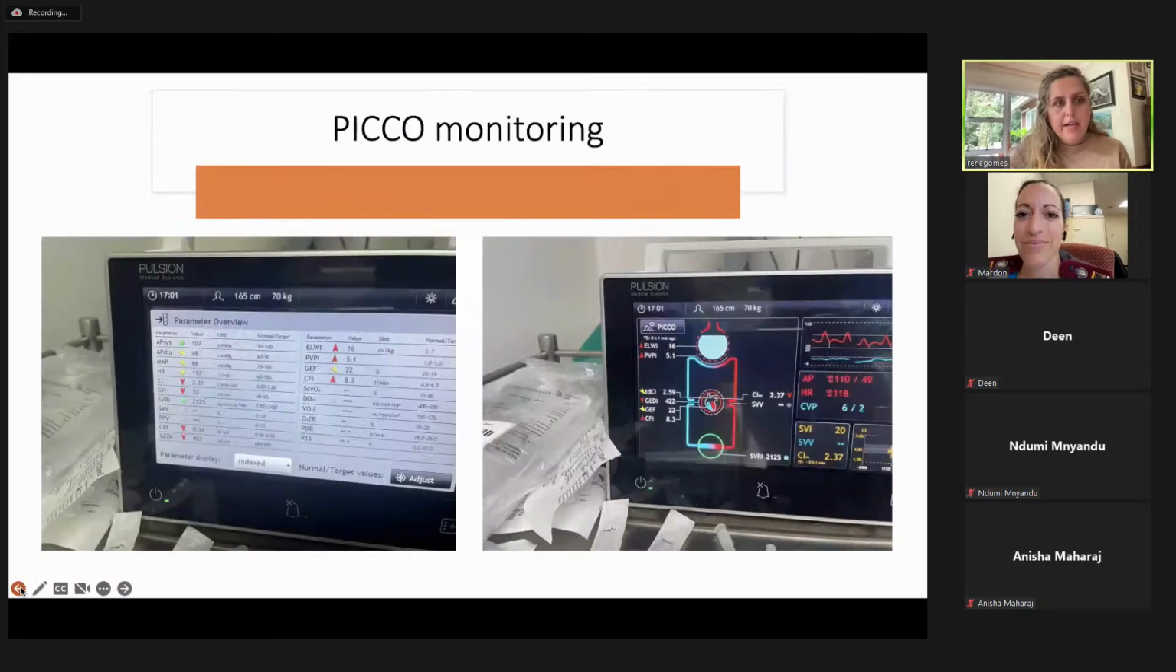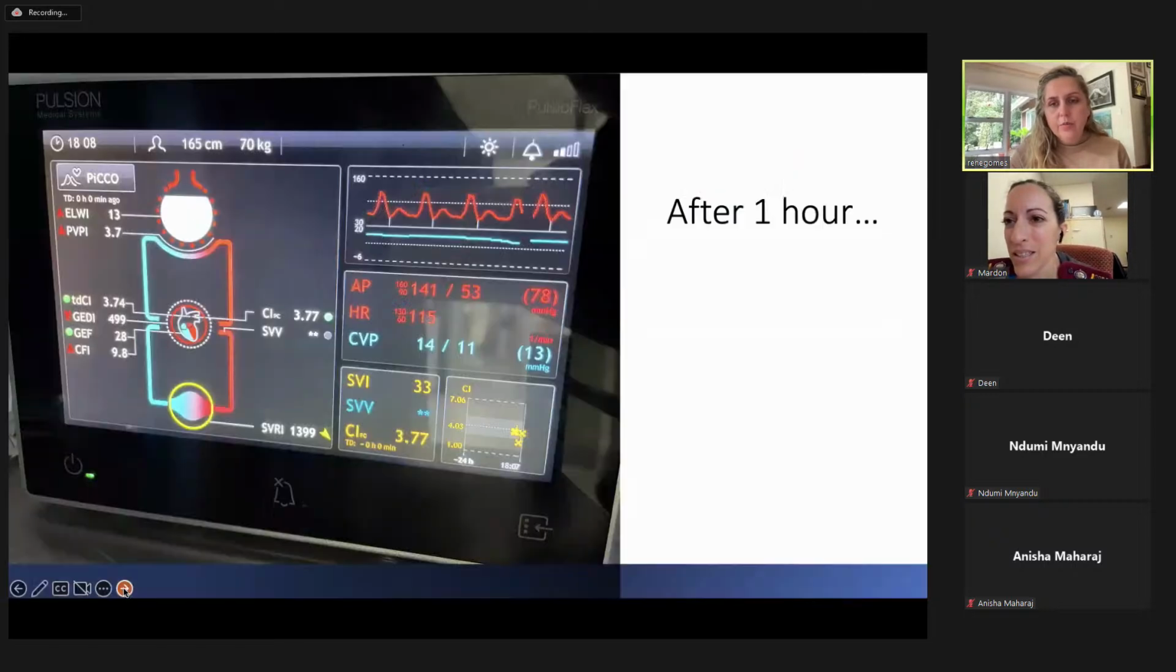Let me just go back here. We were on 16 and 5.1, and we came down to 13 and 3.7 with fluid. The only thing that was added was fluid. You can see the heart rate has also come down, probably from weaning those drugs, but maybe also because of this fluid. Our GEDI, let's have a look at that, went up very little, from a low 400 to 499. But this is only 1 hour, all right? So we kept on giving fluid based on this GEDI and our PPV and SVV.